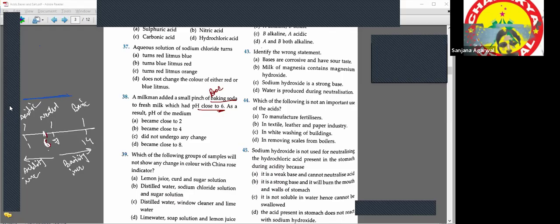Okay. Adding a pinch of baking soda. Baking soda is a type of base. So definitely it would shift slightly towards basic nature. And see, the number 2 shows that something is acidic. 4 is again acidic. Did not undergo any change is not possible, and became close to it means yes, the basic nature of milk is slightly increased. So D would be the answer. Fine.